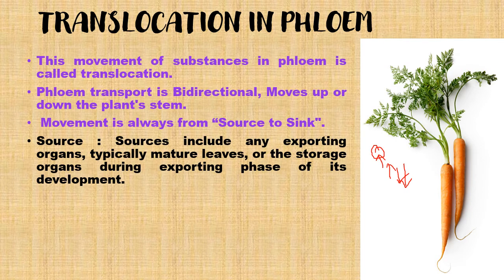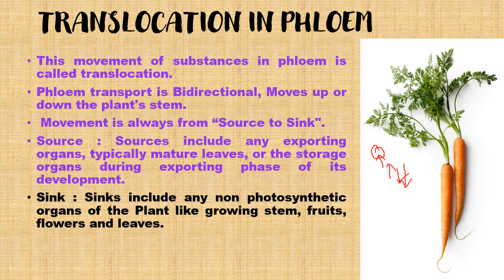Source means the exporting organ. It can be a mature leaf or it can be a storage organ in its exporting stage of development. Whereas sink means the non-photosynthetic organ where the food is utilized, like a growing stem, leaf, fruit, or flowers.